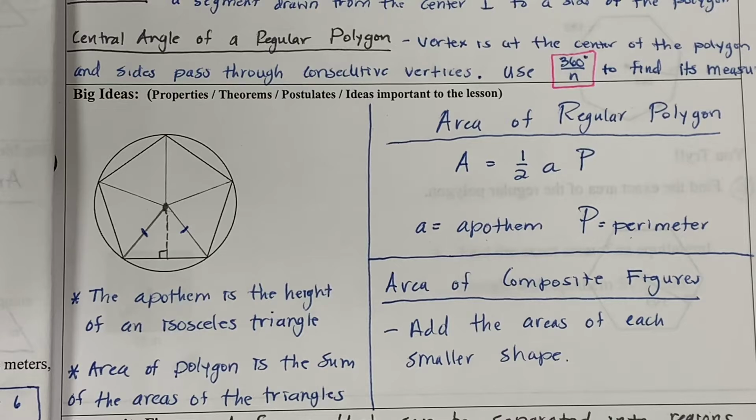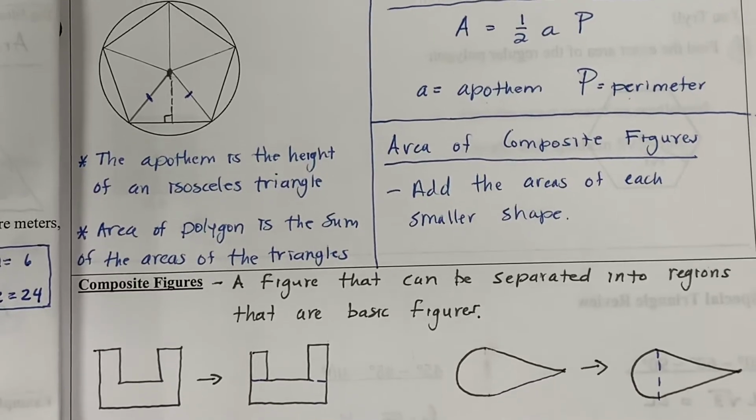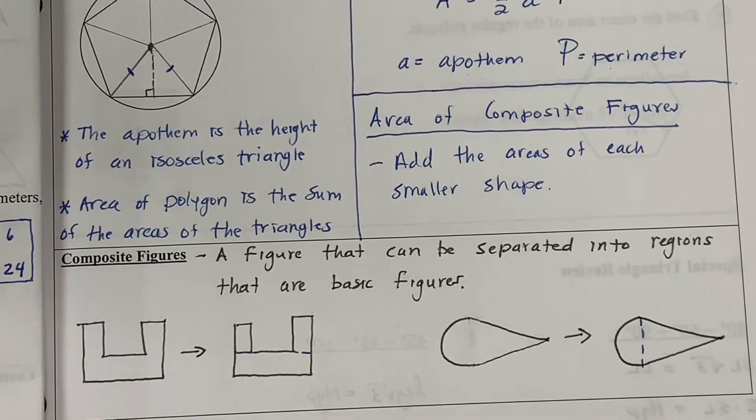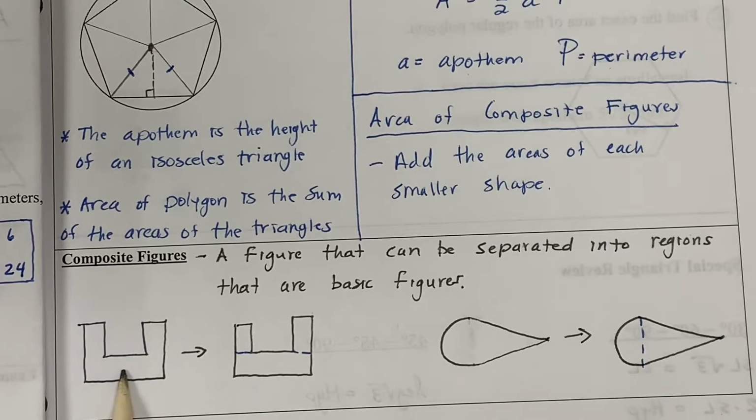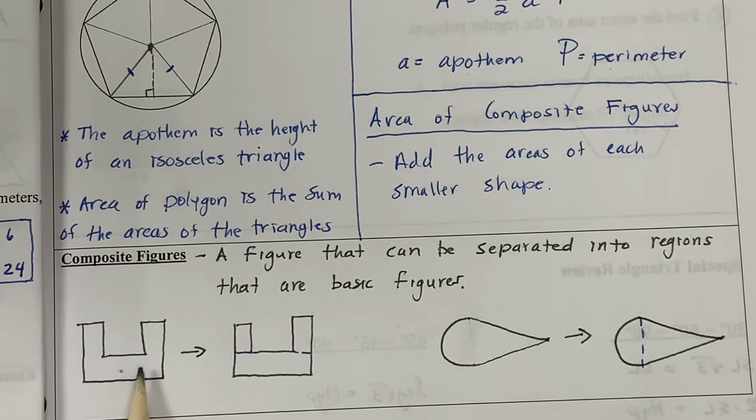We are also going to find the area of composite figures. Okay, a composite figure is just a picture made up of smaller shapes. Okay, so it is a figure that can be separated into regions that are basic figures. So for example, this is a composite figure, and it can be created using 3 rectangles. Okay, this is a composite figure, and is formed by a triangle and a semicircle. And again, to find the area of composite figures, I would find the area of each of the smaller basic figures and add them all together.